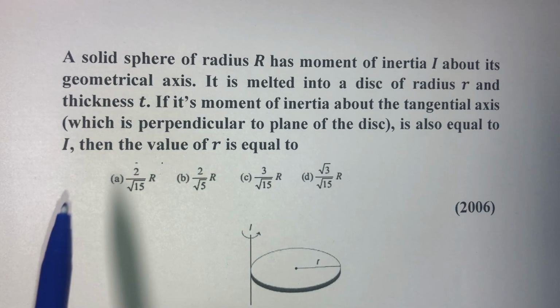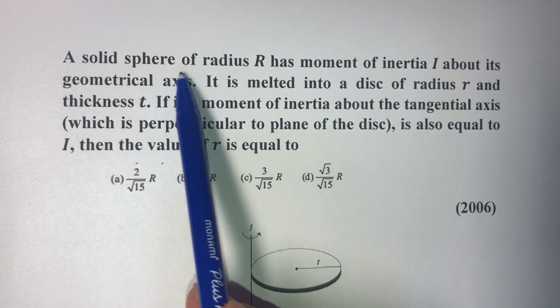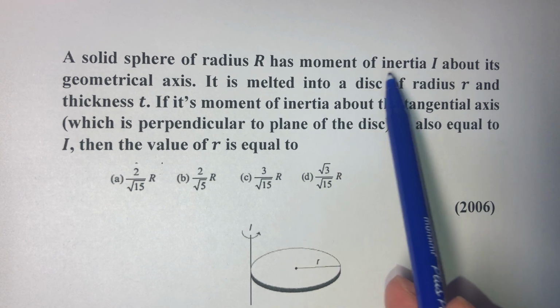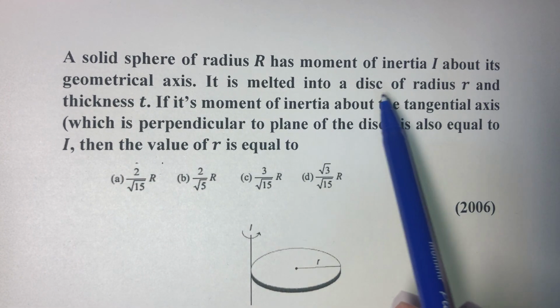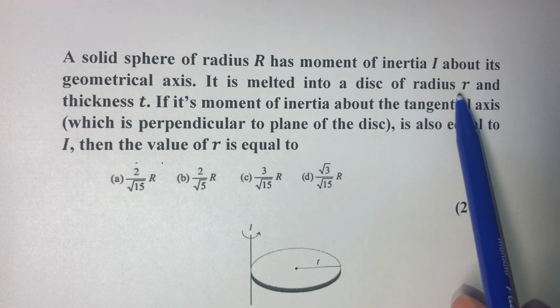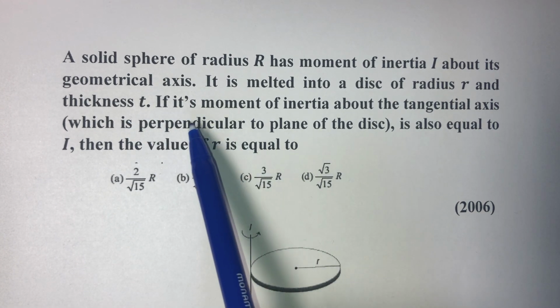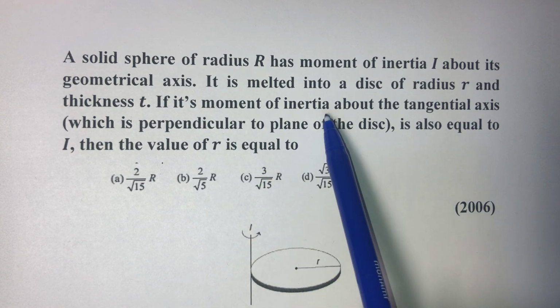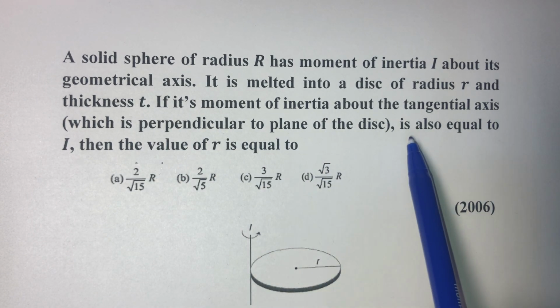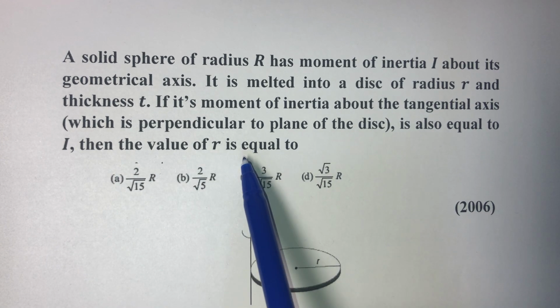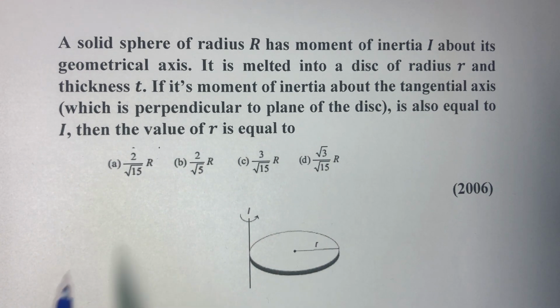Hello friends, today's question. A solid sphere of radius R has moment of inertia I about its geometrical axis. It is melted into a disk of radius small r and thickness t. If its moment of inertia about the tangential axis, which is perpendicular to the plane of the disk, is also equal to I, then the value of r is.